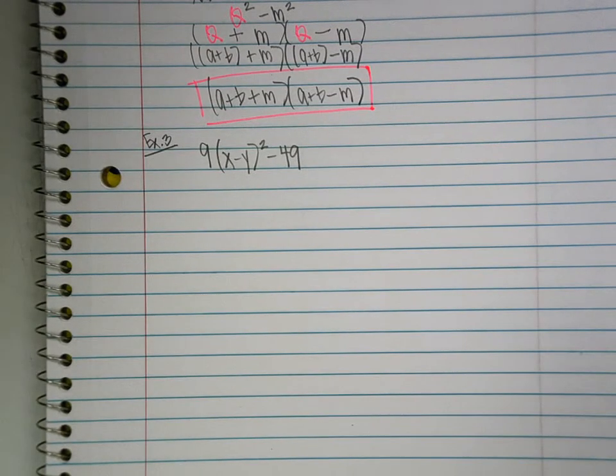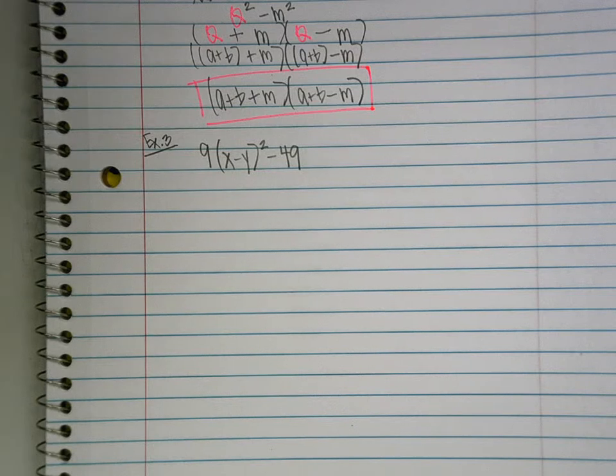Is there a GCF here? No, 9 doesn't go into both 9 and 49. But that's a good thought. Some of you thought, hey, GCF, there's a number in front. That would be great, and yes, you should look for the GCF. This one, unfortunately, does not have one, though.